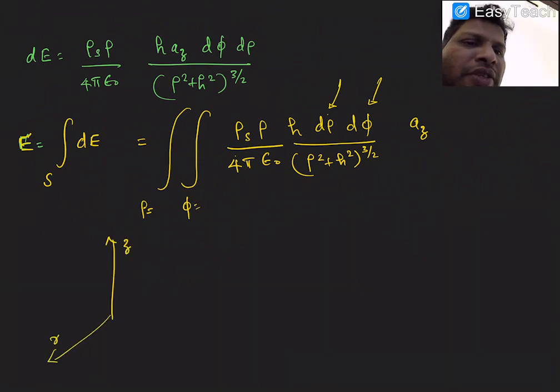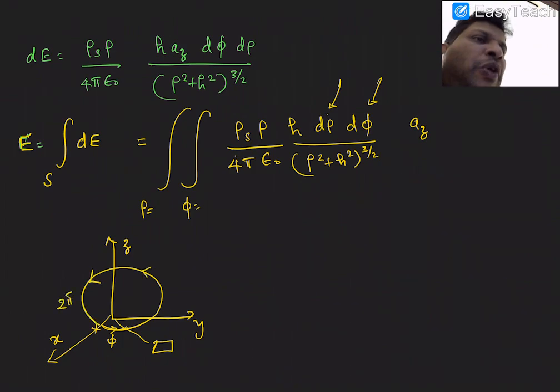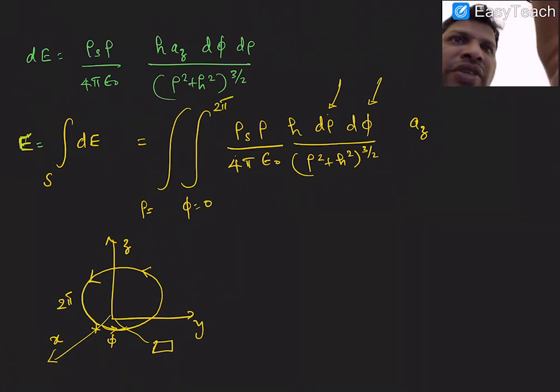This is z, this is x, this is y, and here we have the differential element, and you know that this is the phi. So phi is changing from 0 to the whole circle, that means 2 pi. So phi is changing from 0 to 2 pi. And what about the rho? Rho is this radial distance.